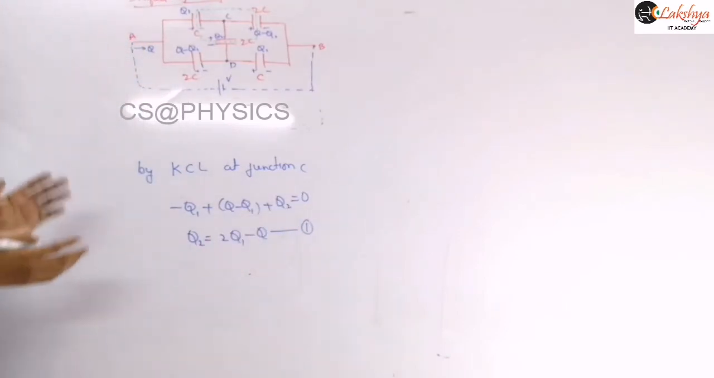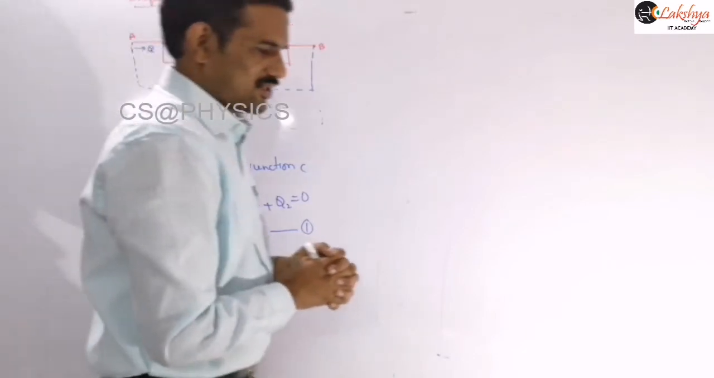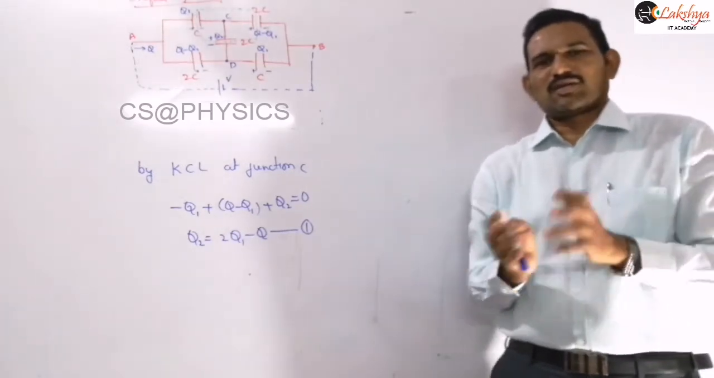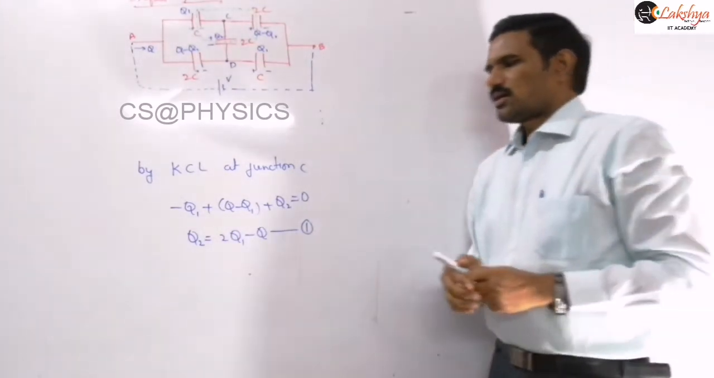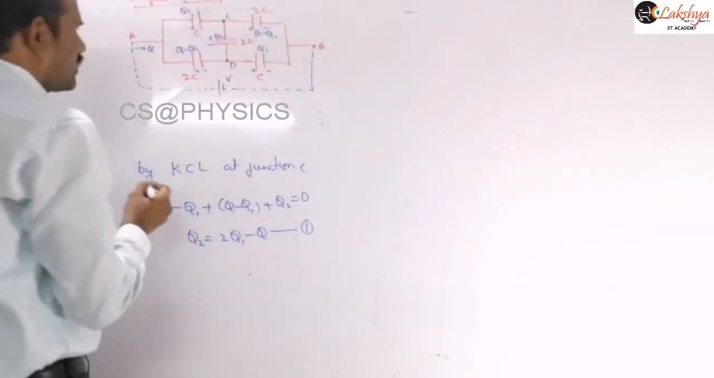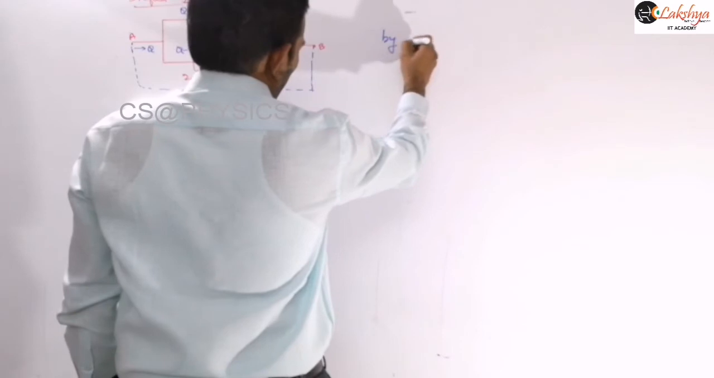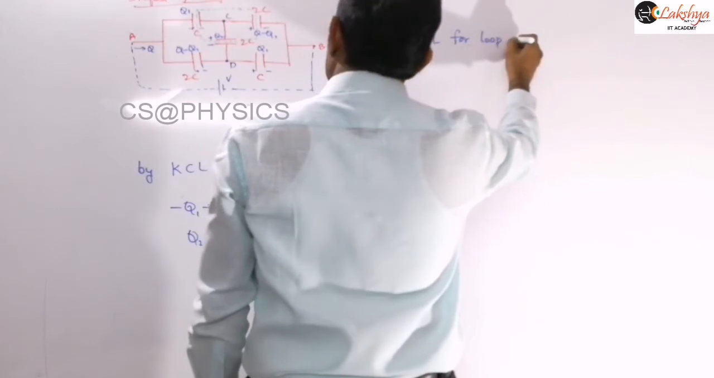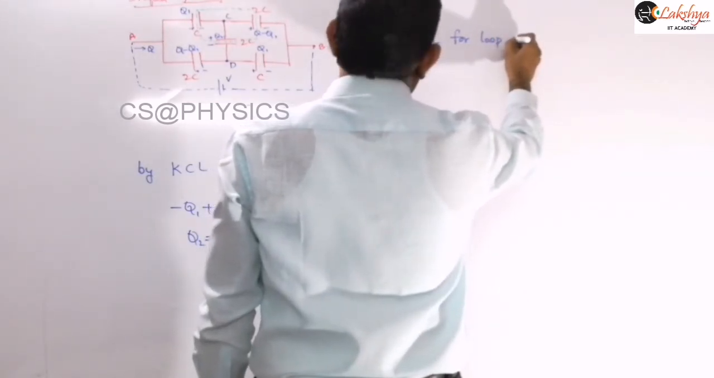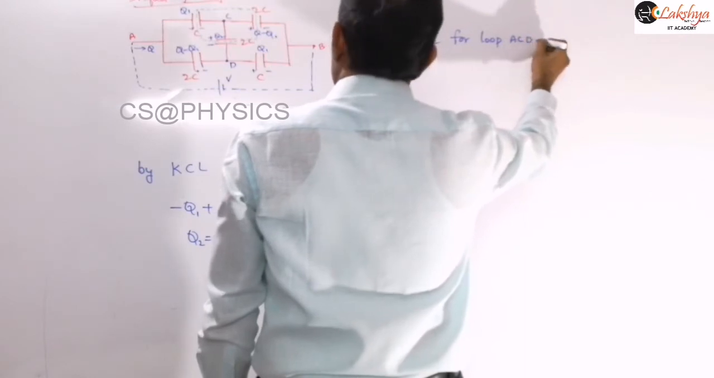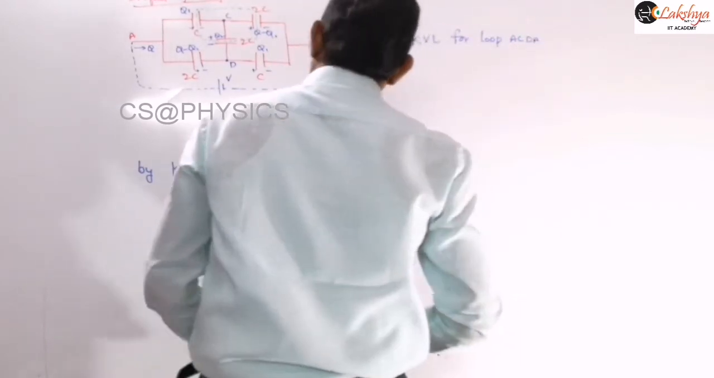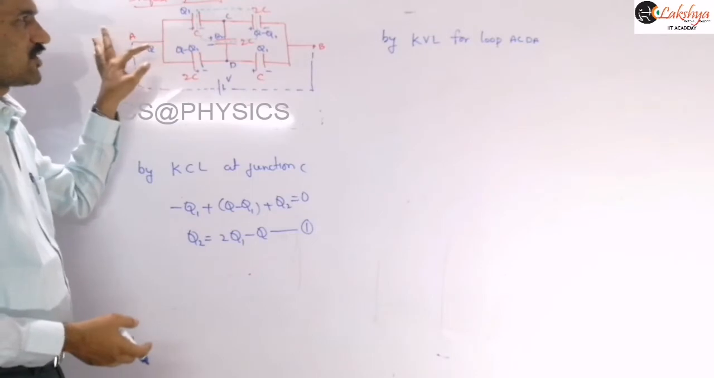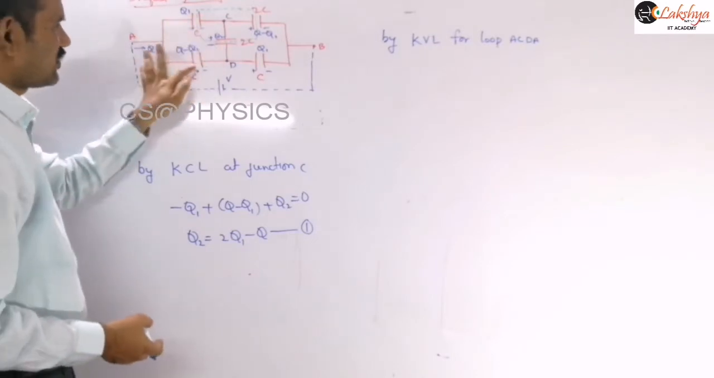Now there is only one variable for us, that is Q1. We need to write an expression for Q1 just by applying the Kirchhoff laws. Now I am taking one of the loops here, by Kirchhoff voltage law for loop ACDA. I am taking this point here as A. Either you can consider here or here, there is no problem because it is just a conducting wire. So for this closed loop I am applying it.